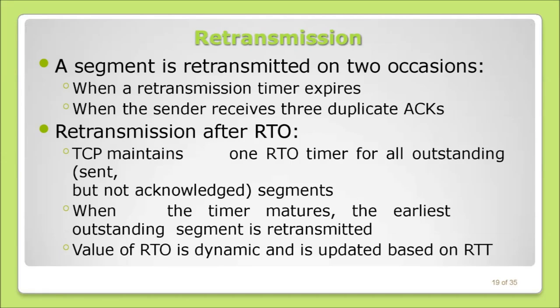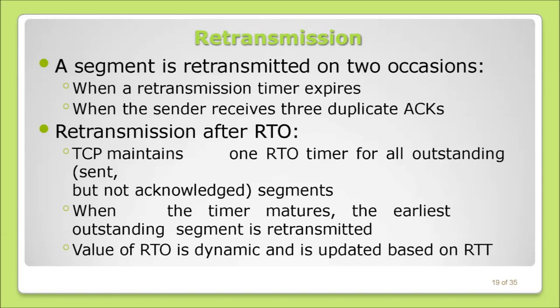TCP maintains one RTO timer for all outstanding sent but not acknowledged segments. The sender will keep a record of all those segments which have been sent but whose acknowledgement has not been received yet. Second point, when the timer matures, the earliest outstanding segment is retransmitted in a specific time which is set. When the time has expired, all the outstanding frames will be retransmitted because their acknowledgements have not been received from the receiver. The value of RTO is dynamic and is updated based on RTT.